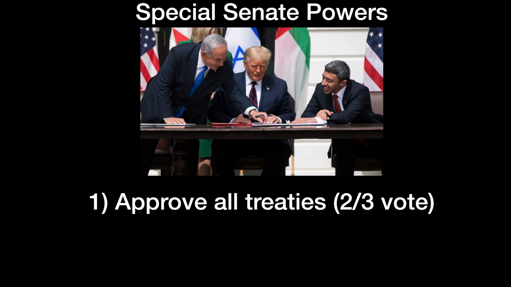You see in the picture, that is President Trump meeting with a couple of Middle Eastern leaders to work out a treaty that made the Middle East more peaceful. That treaty would have to be approved by the Senate, and it was, by 2/3 vote.